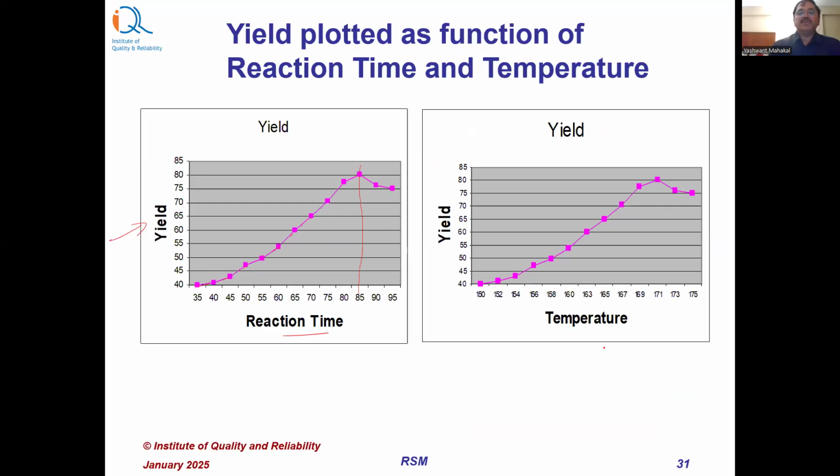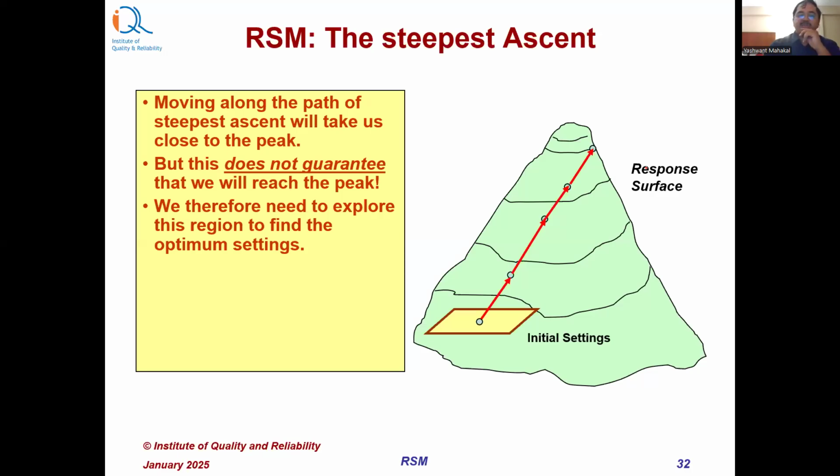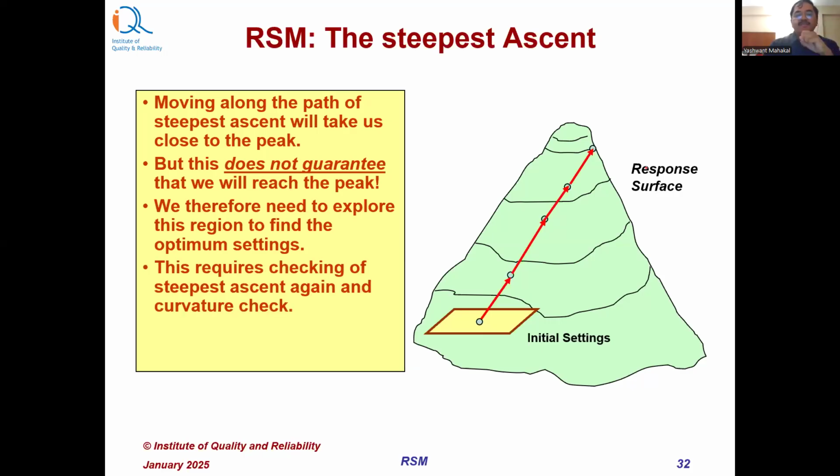And that region also is seen over here. So this range is important, 80 to 85, and this region is of importance. Moving along the path of steepest ascent will take us closer to the peak, but this does not guarantee that it will reach the peak. We therefore need to explore this region to find the optimum setting. So at least we got the region, and this requires checking of steepest ascent again and a curvature check.